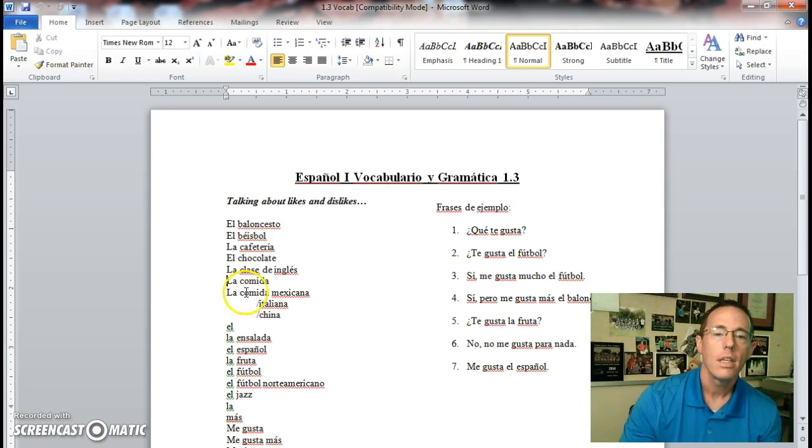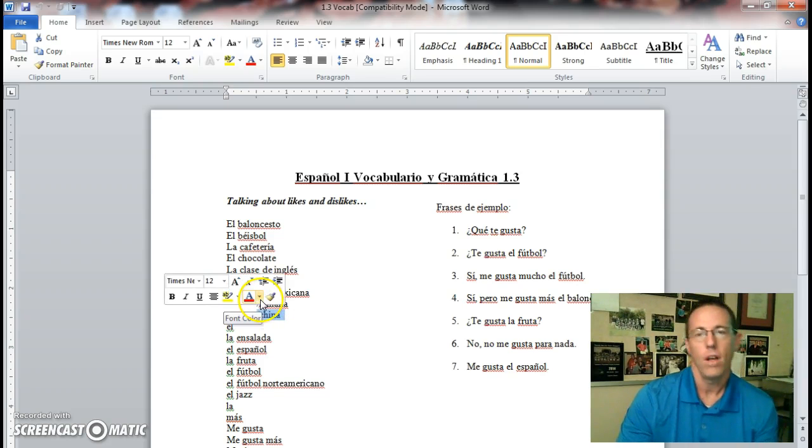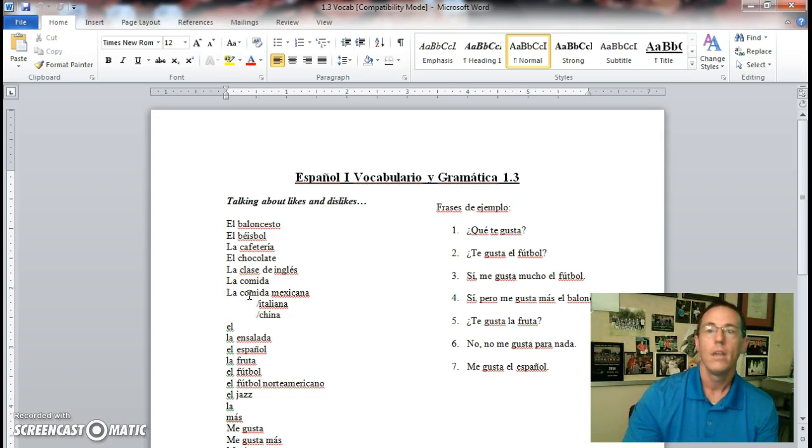La comida mexicana would be Mexican food. La comida italiana would be Italian food. La comida china would be Chinese food. And this works for all different cultures. So like la comida americana would be American food. Or la comida canadiense for Canadian food, if there is such a thing. I suppose there is, like poutine and things like that. So interesting in that regard.